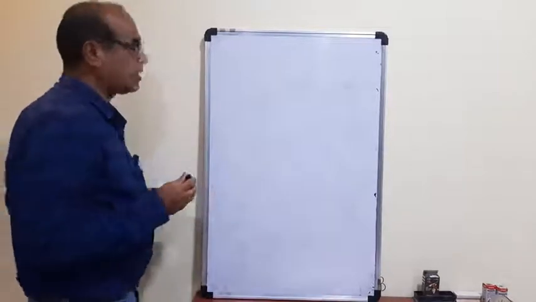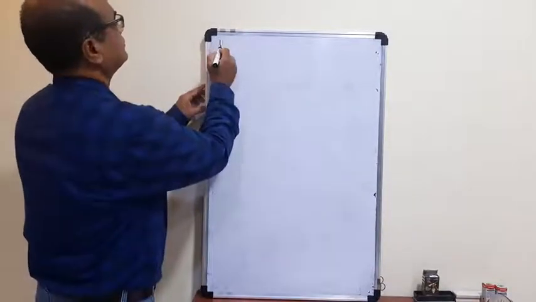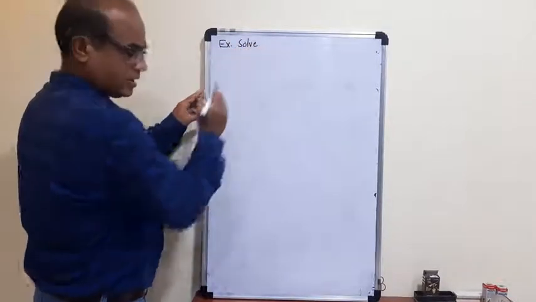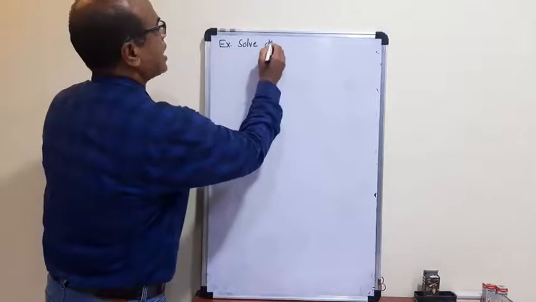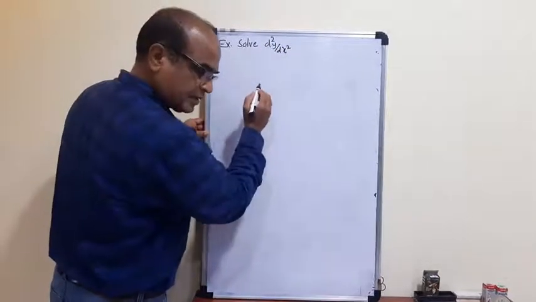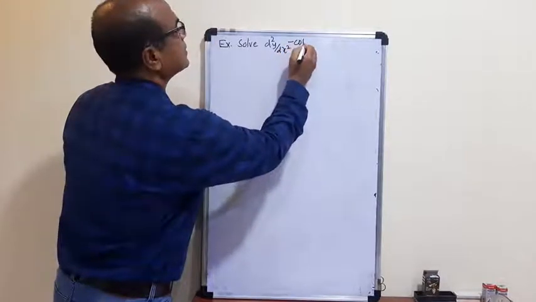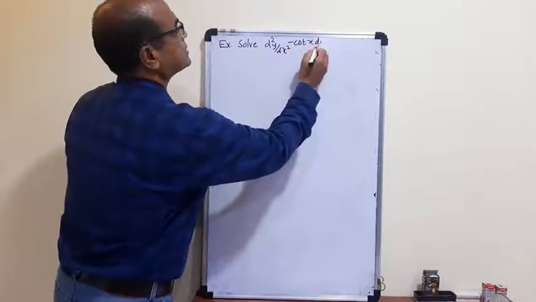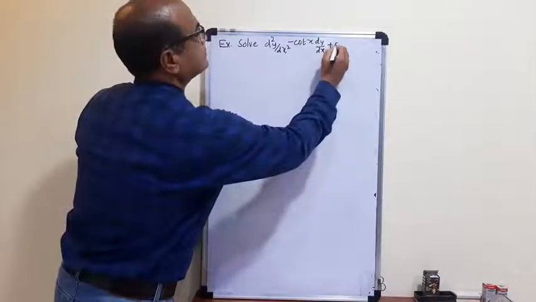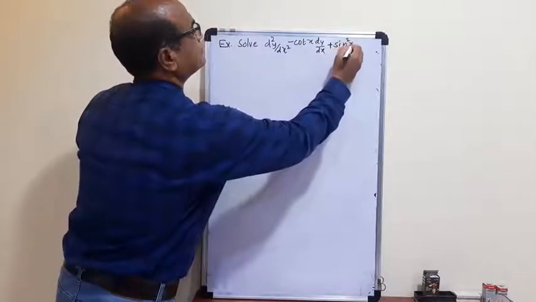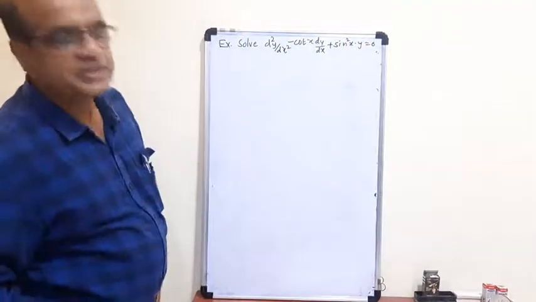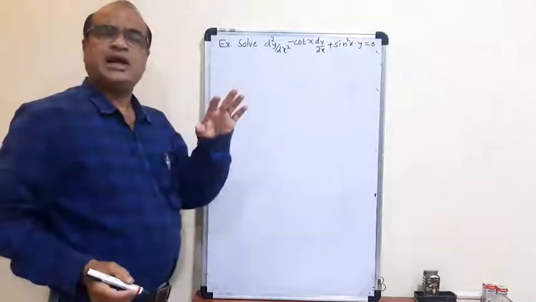Solve the differential equation. Example: solve d2y by dx square minus cot x dy by dx plus sin square x into y is equal to 0. Okay, so solve this differential equation by changing the independent variable x.